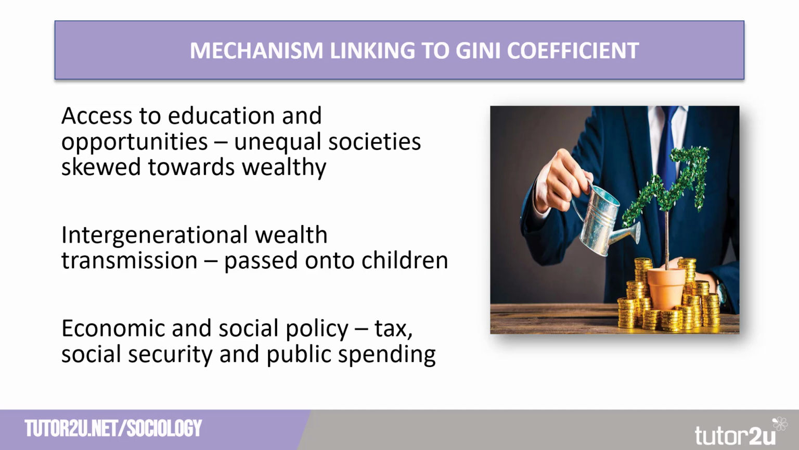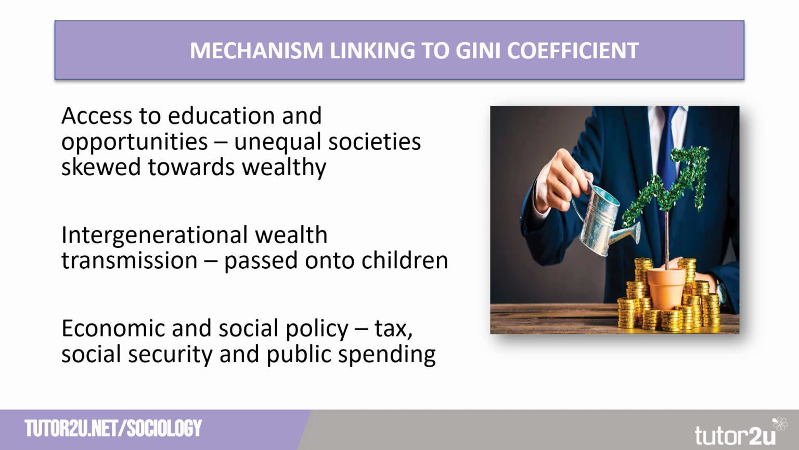Secondly, intergenerational wealth transmission. High income inequality typically results in substantial intergenerational wealth transfers, where the economic advantages or disadvantages of parents are passed on to their children, usually through inheritance. This transfer perpetuates income disparities and reduces the likelihood of social mobility.